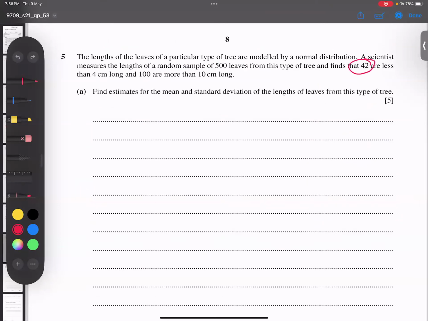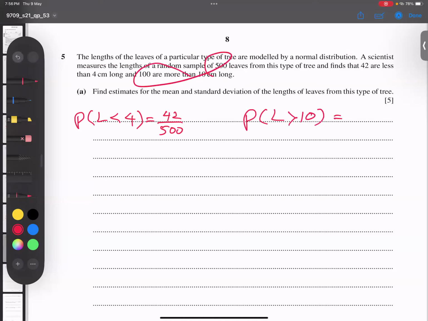They find that 42 out of them. It means 42 out of 500. I repeat. So 42 out of 500 are less than 4 centimeter long. So length is less than 4 centimeter is this many. And those out of 500, 100 are those which are more than 10. So it means very clear, more than 10, sorry, are equal to what? 100 out of 500.